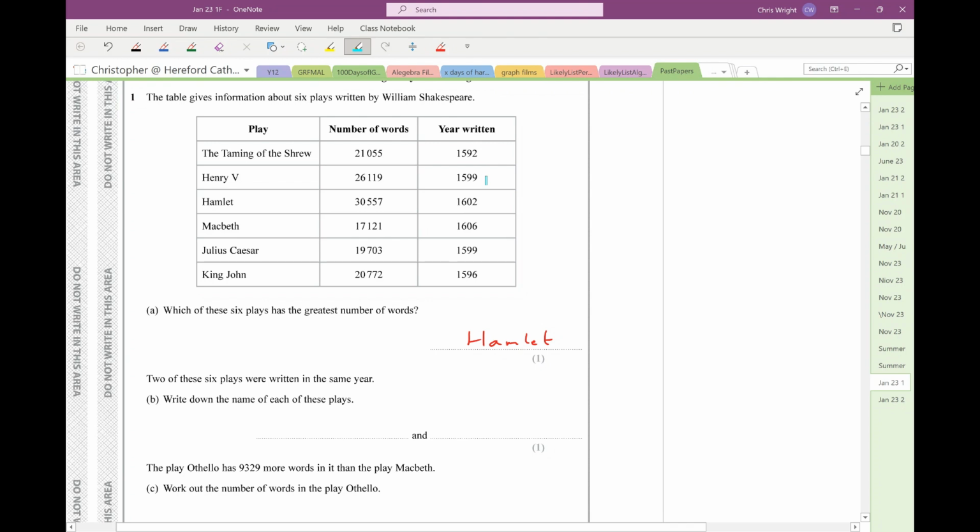Right. Which plays are written in the same year? I'm looking for the same number. Down here, why can't I see it? Ah, here it is. 1599, 1599. So, Julius Caesar, spelt that wrong, and Henry V. Okay.